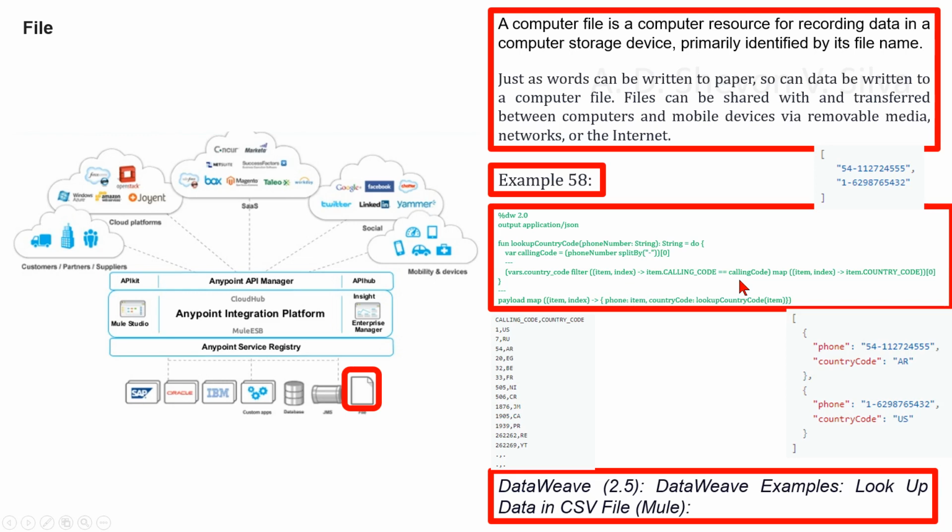Then the map function gets the country code that corresponds to the calling code, and returns the result to an array of JSON objects. The data view script is here. The sample output is in JSON here.